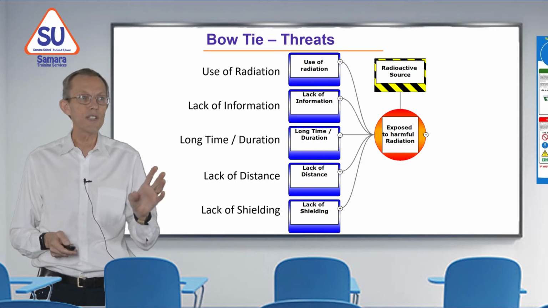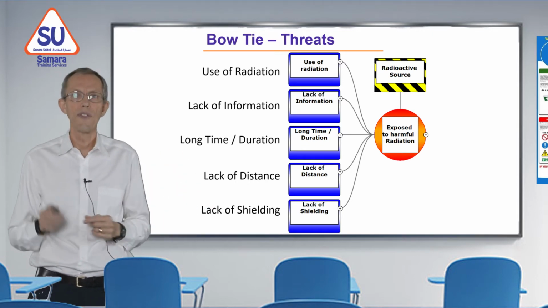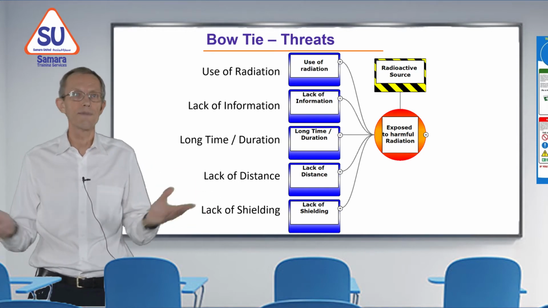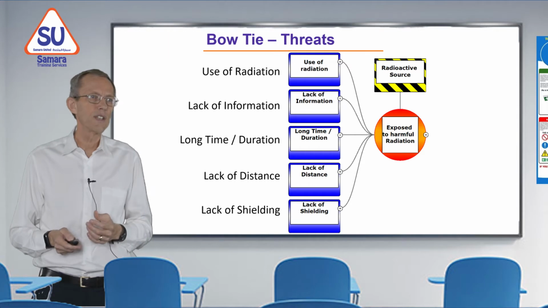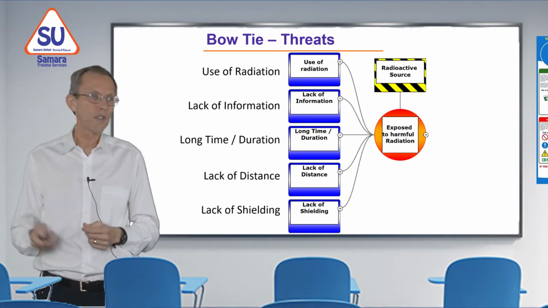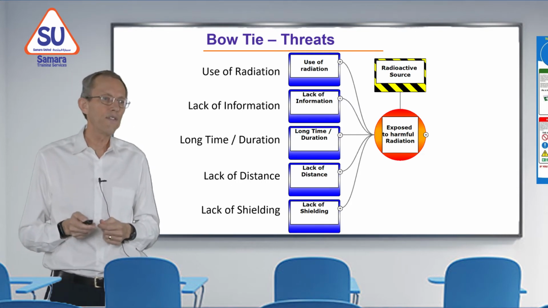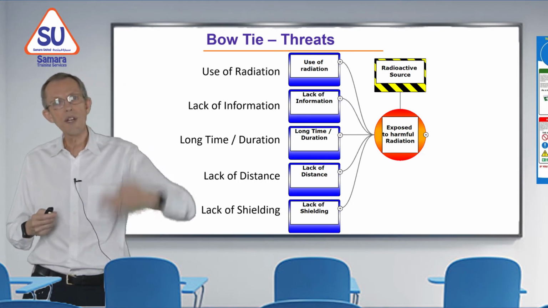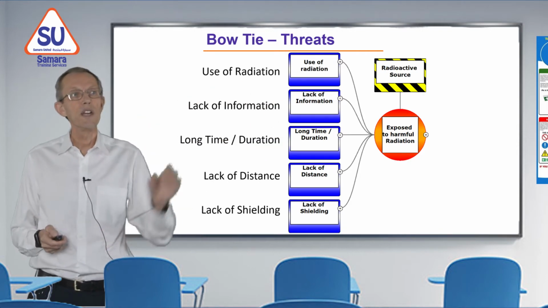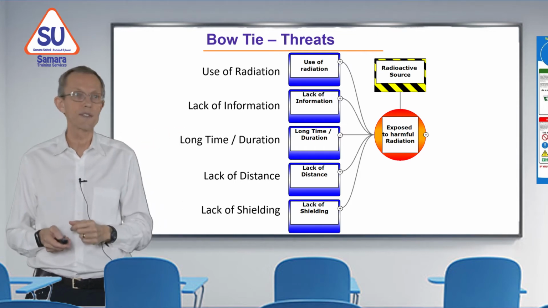The first threat is, why use radiation at all? The second threat is, we don't know enough about it. The third threat is, we're exposed to it for a long time. The fourth threat is, we're too close to it. And the fifth threat is, we have nothing between us, no shielding between us and the radiation. So now we'll look at each of these in turn and put some barriers in place.